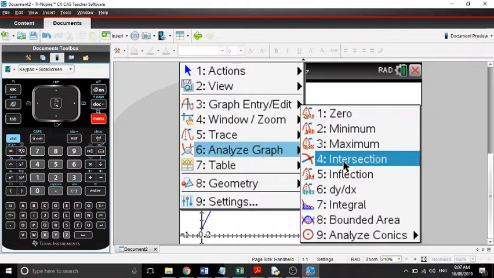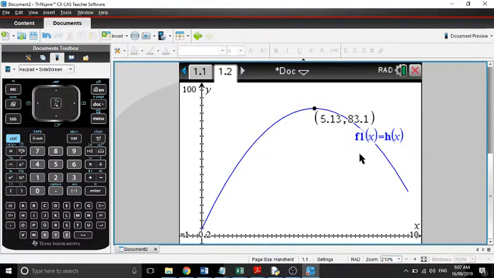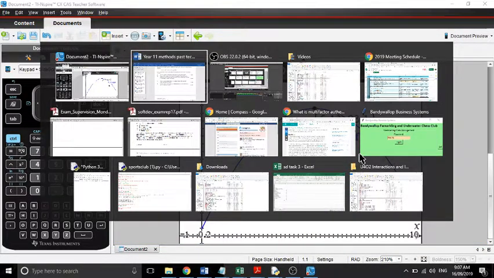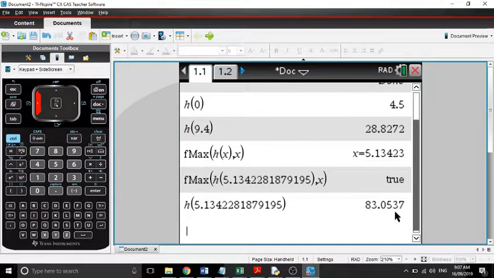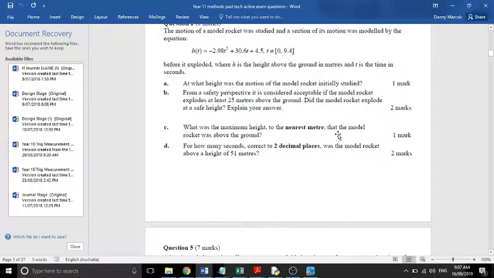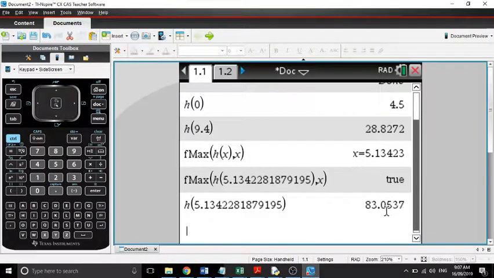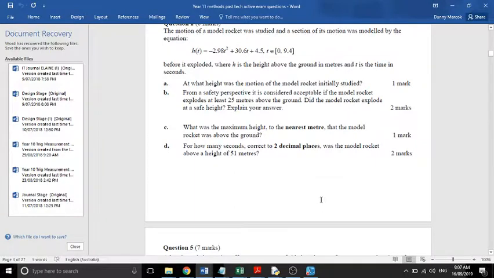Analyze graph, maximum, 83.1. What does this tell us? What did the other thing tell us? 83.05. So let's have a look. To the nearest meter, so 83. If we have a look at this, it's also 83 meters. That's okay. All right. So that's what we've got there.